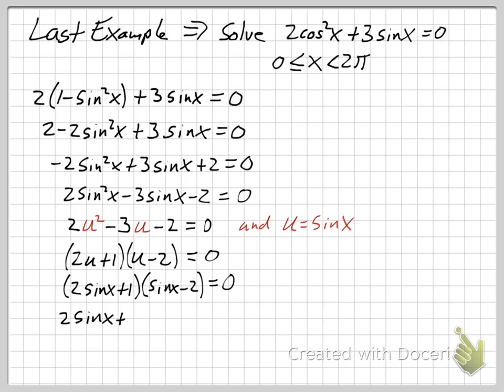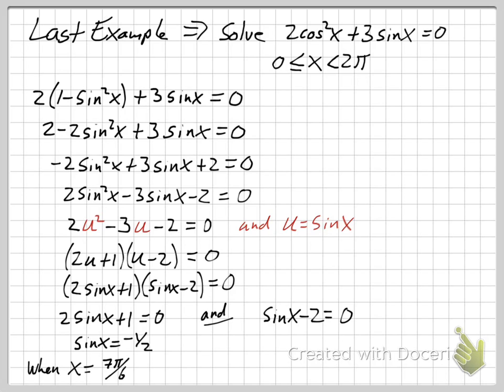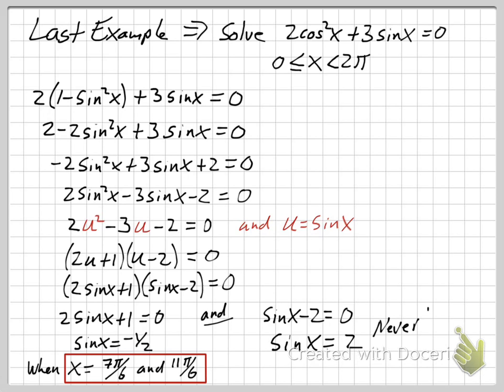Okay. So I just need to set the factors equal to 0. Just solve the factors for 0. And I'm going to get 1/2. And where on the unit circle is the sine equal to 1/2? 7 pi over 6 and 11 pi over 6. Where's the sine equal to 2? No place. Okay? That is out of the range of sine. So I just have 2 solutions to contend with here.